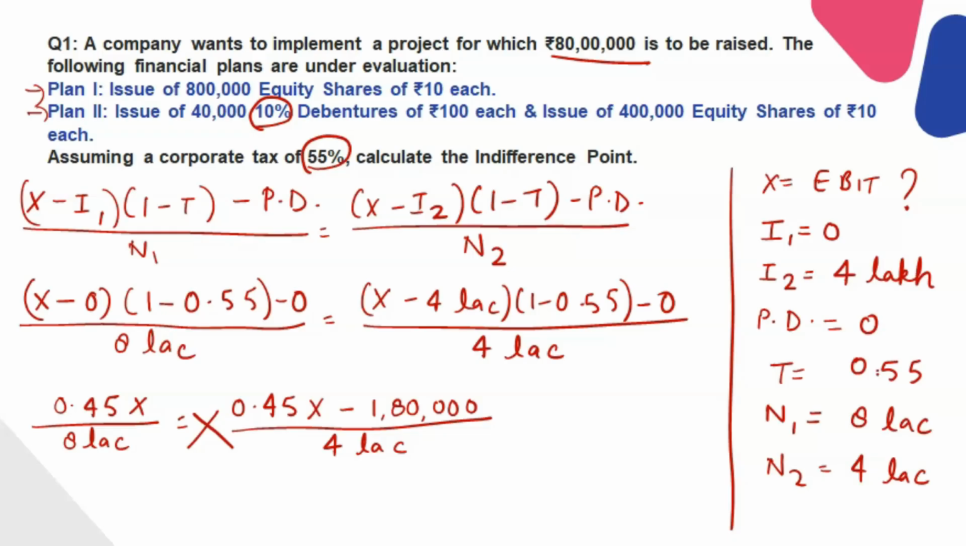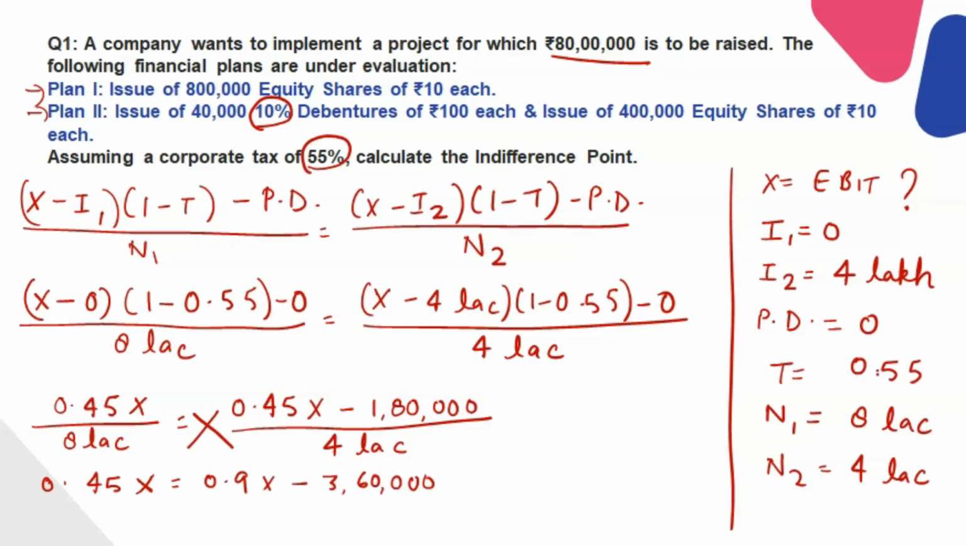So when we simplify this, after simplification we will get this value. This calculation part you can do, I am not doing that. In the denominator 8 lakh is there, 4 lakh is there, so you can go with that. So 0.9X equals this. Then X values we have to put on one side, so 0.9X and 0.45X will be deducted.